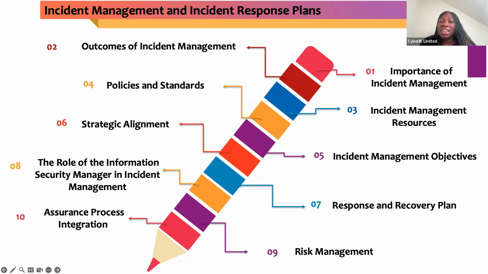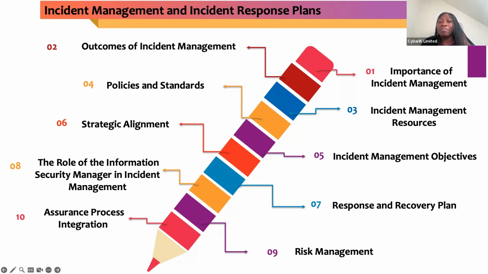Next one I'll talk about is strategic alignment. Ensuring that you align your incident management with the organization's strategic plan. It is very important. So you work in an organization as an InfoSec person, you must understand that cybersecurity is an enabler of the business. Every function you are carving out of cybersecurity must support the business strategic plan. And incident management is also one of it.